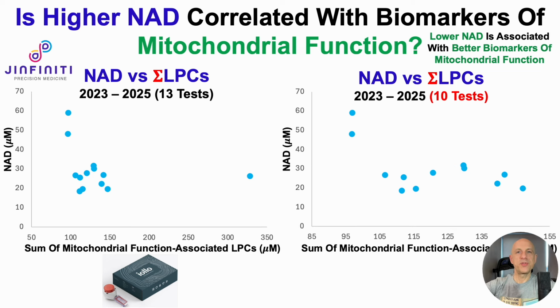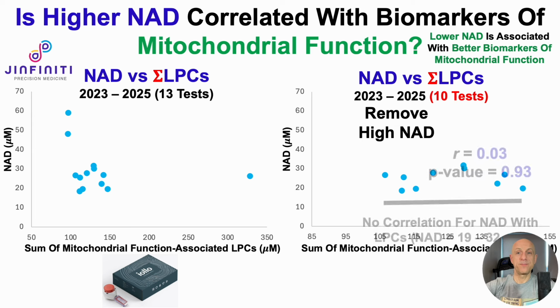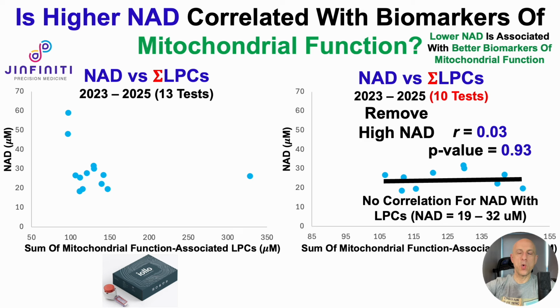So now also note that those two NAD tests, which I basically artificially increased with NAD precursors, I can't get them that high on their own without nicotinic acid or high dose NMN. What happens if I remove them? So now over 10 tests, we can see that basically there is no correlation for NAD with the sum of these LPCs over the NAD range from 19 to 32 micromolar. As you can see, the p-value is far greater than 0.05.